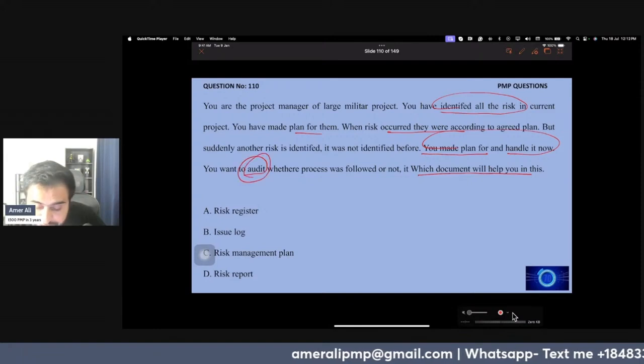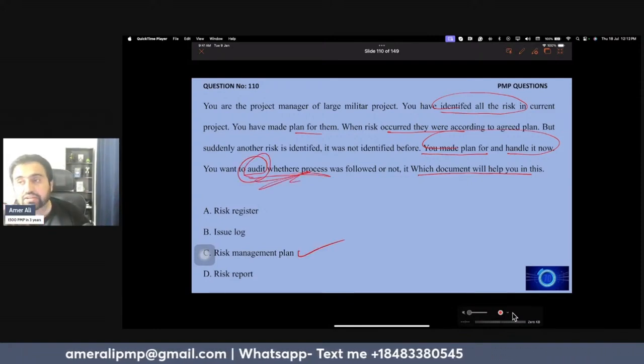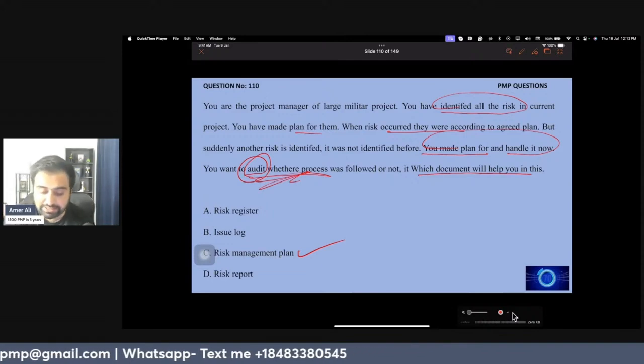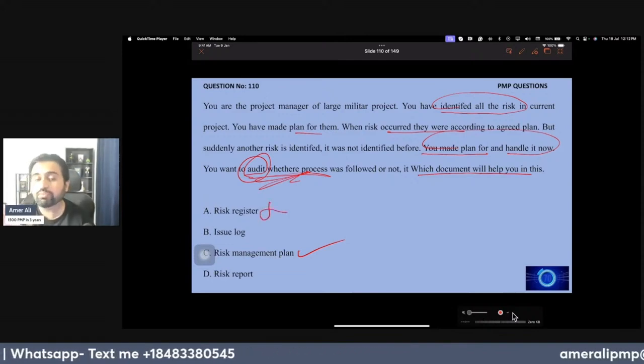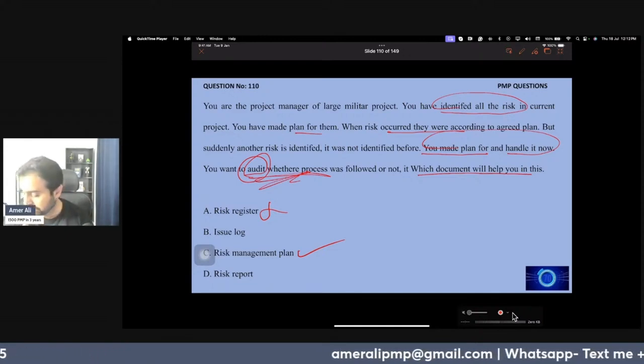Audit the process. Risk management plan. It's very critical. We use the elimination technique. The risk register does not talk about the audit, because the keyword is audit here. Okay, the keyword is audit here.